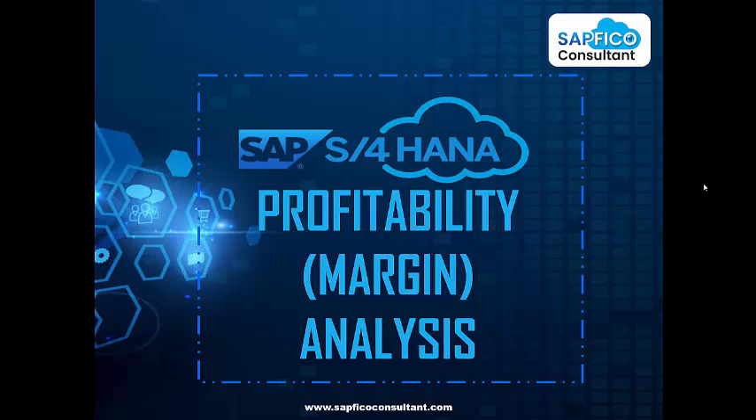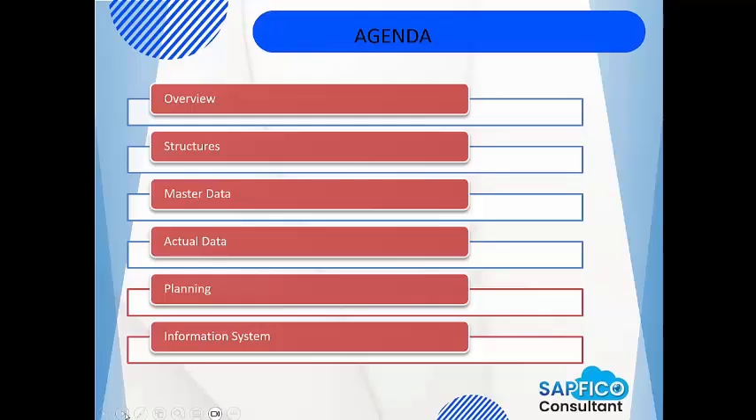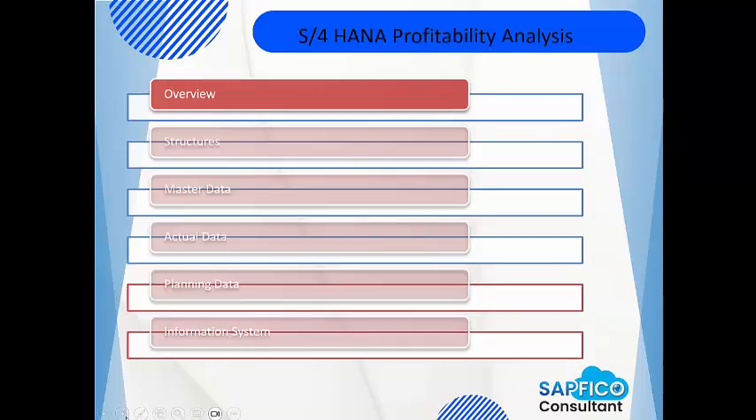We start with SAP S/4HANA profitability analysis. The agenda of the profitability analysis training is: we understand the overview, the structures in profitability analysis, the master data, the actual data, the planning, and the information system. So we go and understand the overview first.